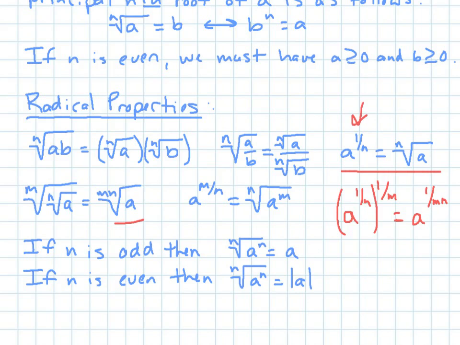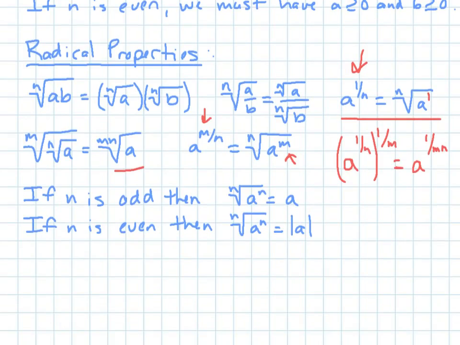me that there's 1 a. So really we could say that this is a to the first. So now, this is just saying if m is some other number other than 1, then I have m of them underneath the nth root radical. Okay? And then the last thing is if n is odd, then when I take the nth root of a to the n, that's just going to be a, whatever a is, whether it's positive or negative.